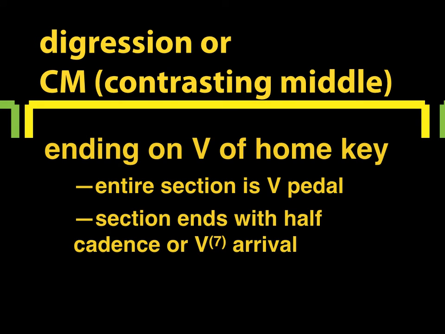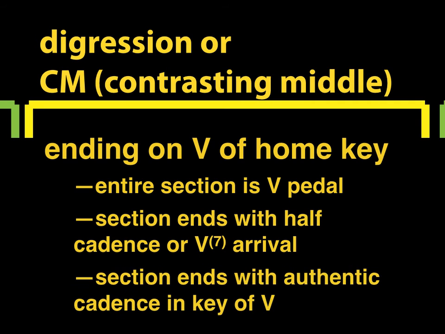Second, the contrasting middle could end with a half cadence or just some arrival on 5/7 or an inverted 5. Finally, it's also possible for the contrasting middle to end with an authentic cadence in the key of 5, but because that's still 5 in relationship to the home key, that counts.